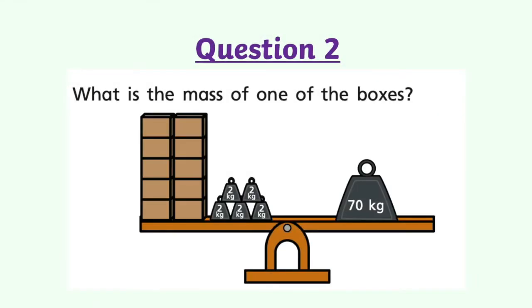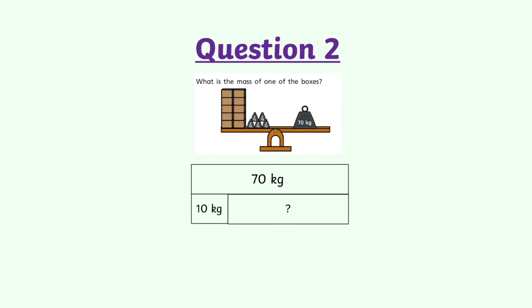Okay, let me talk you through how I approached this one. Now, I used a bar model to help me keep track of what I was doing in this question. First of all, I wanted to know how much the boxes weighed all together. I know that whatever is on this side balances whatever is on this side. So on this side over here, I know I've got 70 kilograms, which means over here, I know I've got 70 kilograms altogether too. So here's 70 kilograms, and this side is made up of 2 parts, the boxes and the weights.